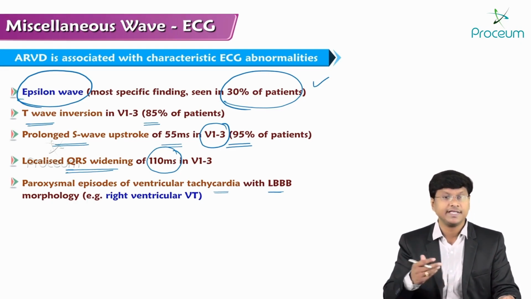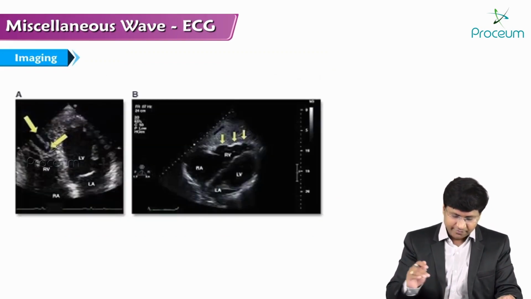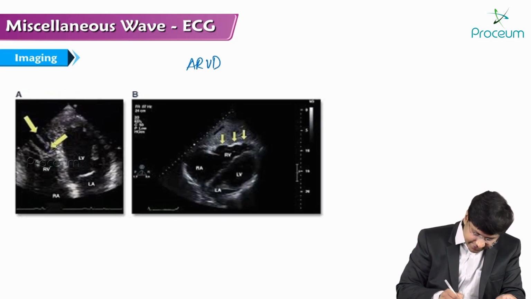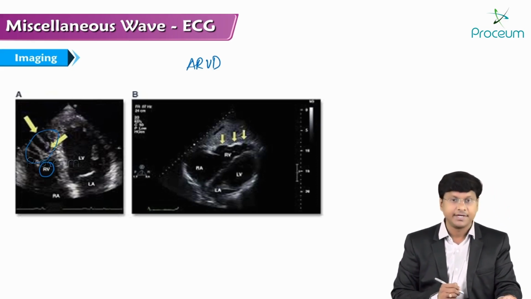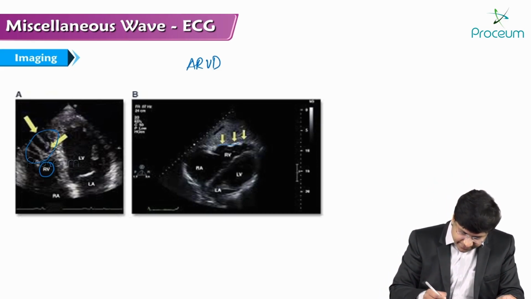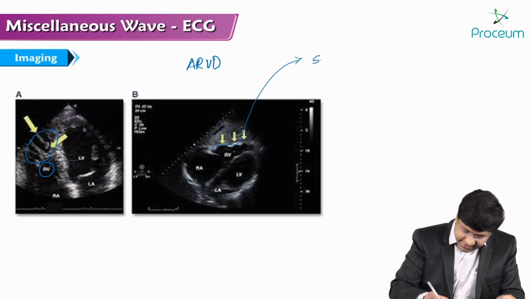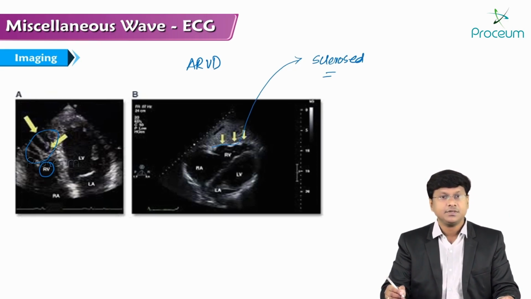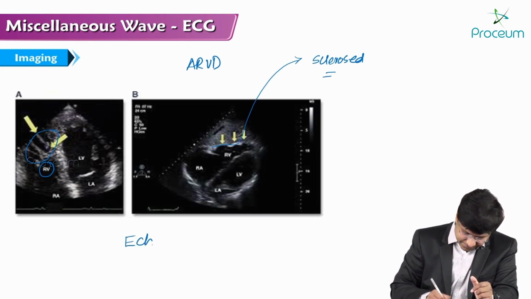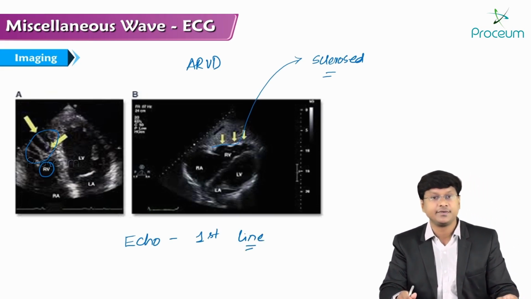Now let me show you the imaging, that is echocardiography of a patient with arrhythmogenic right ventricular dysplasia. You see here, this is the right ventricle, right? So you can make out that the right ventricular myocardium is replaced by fibrofatty tissue. You can see that the myocardium is completely sclerosed and completely fatty. So echocardiography is the first line investigation in case of arrhythmogenic right ventricular dysplasia.